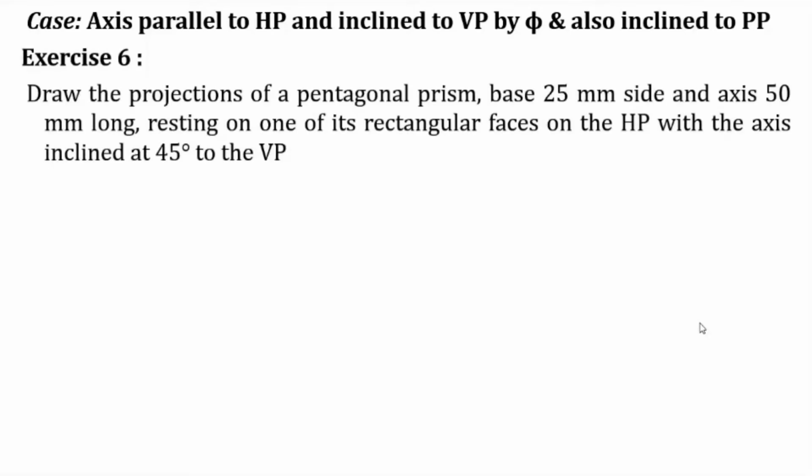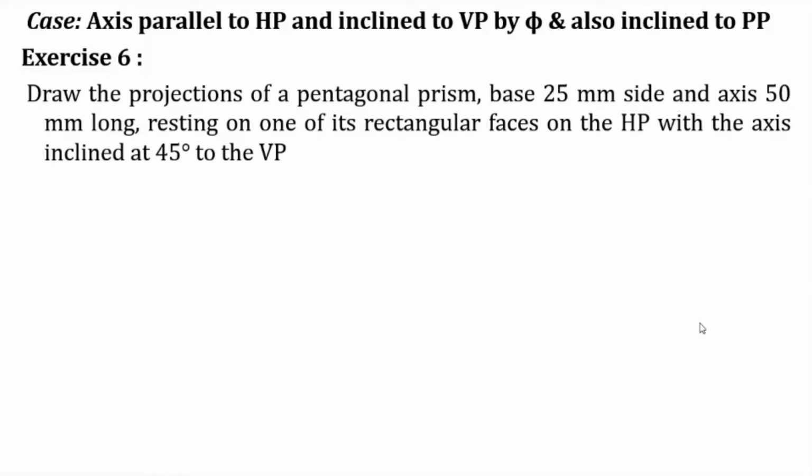The next question is one where the axis is parallel to HP and inclined to VP by some angle, and also inclined to PP, the profile plane. In the previous case, the axis was parallel to VP and inclined at an angle to HP. In this case, the axis is parallel to HP and inclined at an angle to VP. So let's see what the problem statement is.